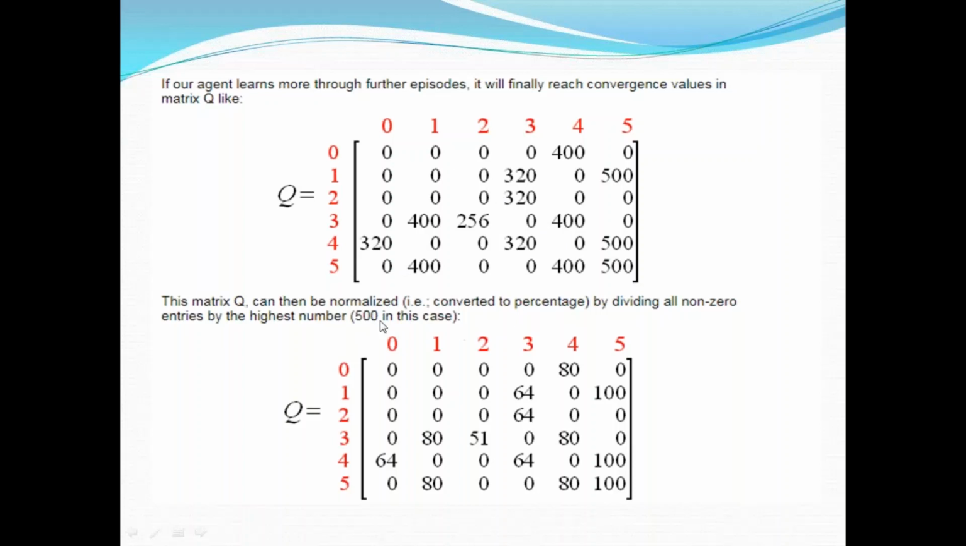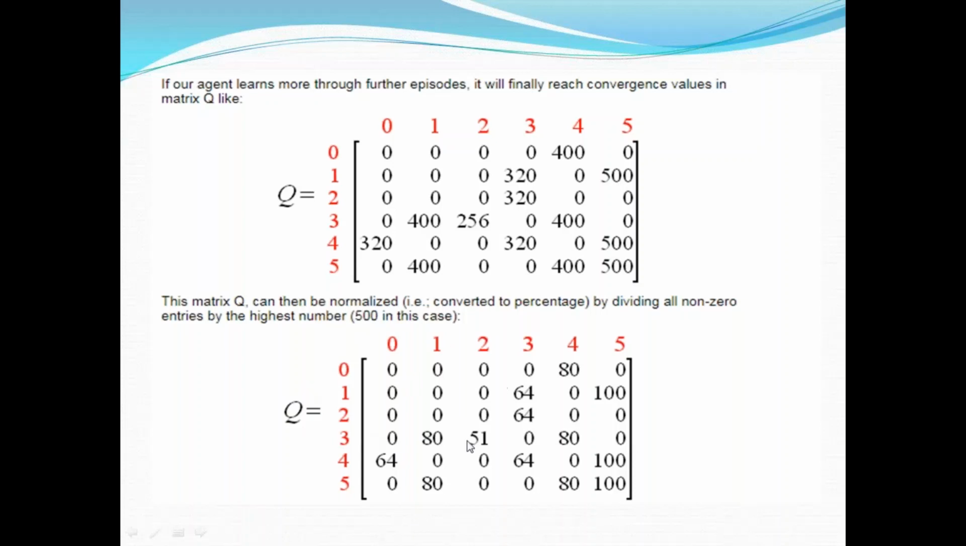At last you will get the Q matrix. When you get the Q matrix, again it will be normalized. Normalized is nothing but dividing by the highest value. So 500 by 500 into 100 will be 100. So the maximum value will be taken as 100. And 400 is nothing but 400 by 500 into 100, that will be 80. So this will be normalized. After rigorous training, it will be converged. The maximum values will be obtained, and you'll be dividing by the highest value and getting the Q values.